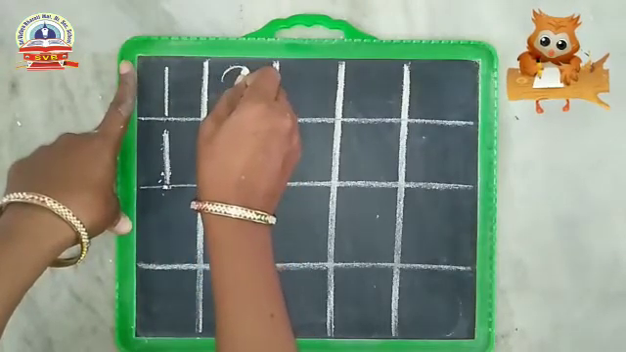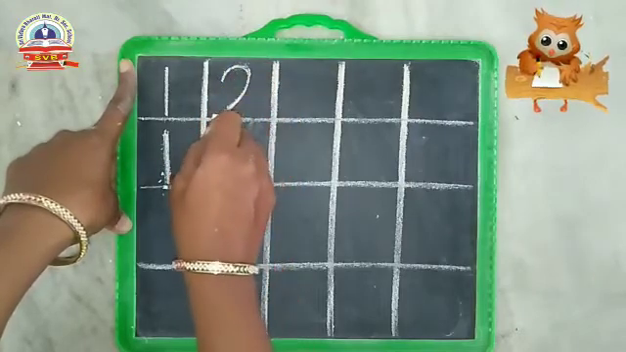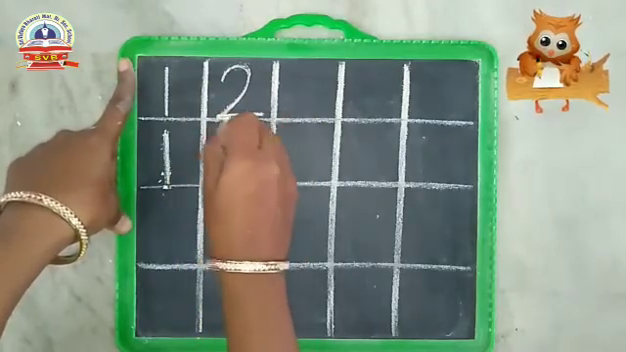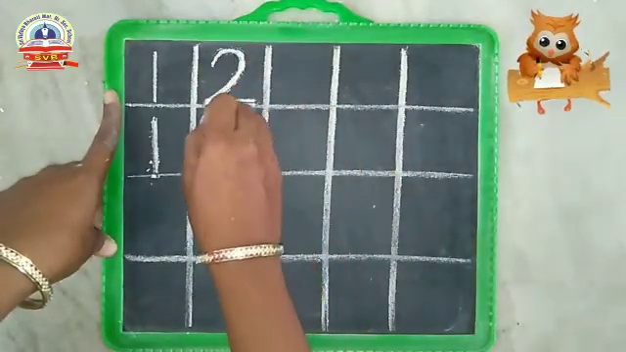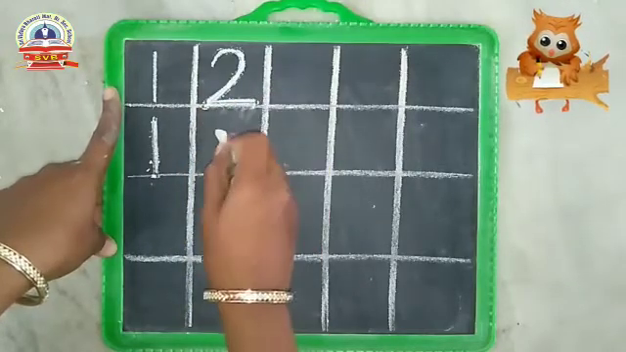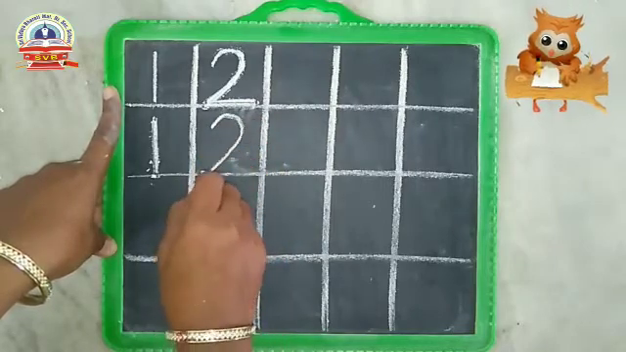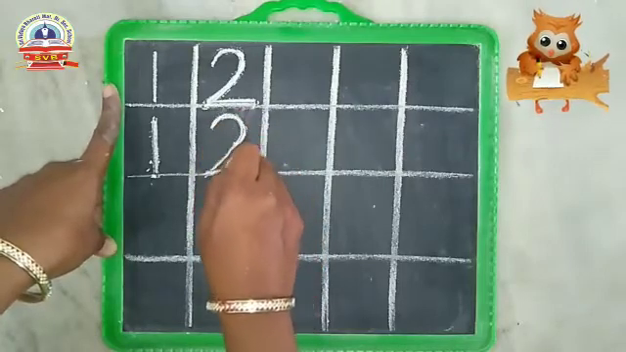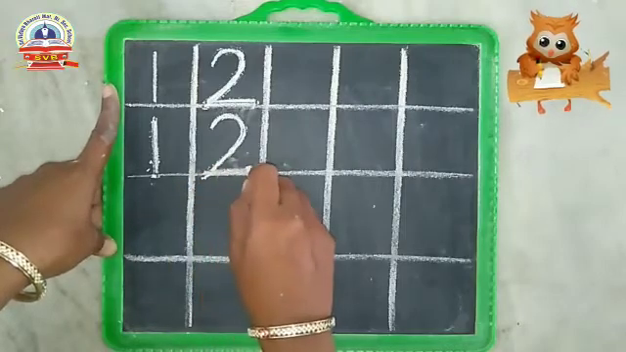Left curve should come down. Write again. Left curve should come down and touch the ending line and the sleeping line. This is number 2. Write again. Left curve should come down and touch the ending line and the sleeping line. This is number 2.